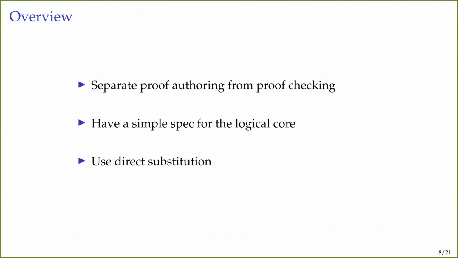Okay, so three major components show up when you look at what makes Metamath different, and I summarize them here. One is that we want to separate proof authoring from proof checking as things that we want to do. Another is to have a simple spec for a logical core. And then there are several logical innovations involved in how Metamath operates, like the use of direct substitution instead of the first order logic proper substitution.